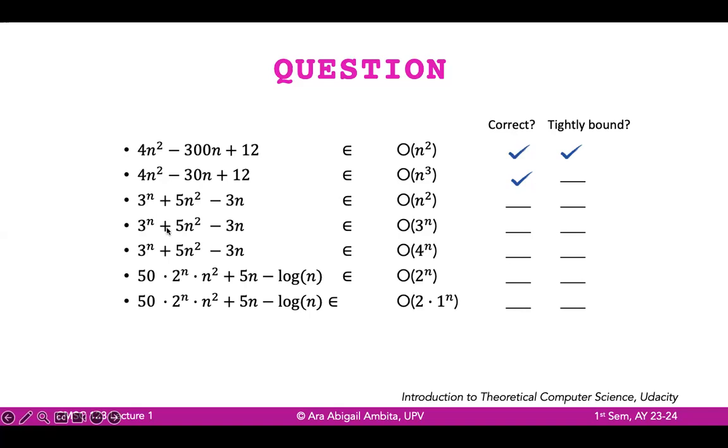Now, what about this one? 3 raised to n plus 5n squared minus 3n, the same function, is it being bounded by O of 3 raised to n? This time, it is now correct, and it is also tightly bound. So what if that same function is being bounded by 4 raised to n? Still it is correct, but it is not tightly bound.